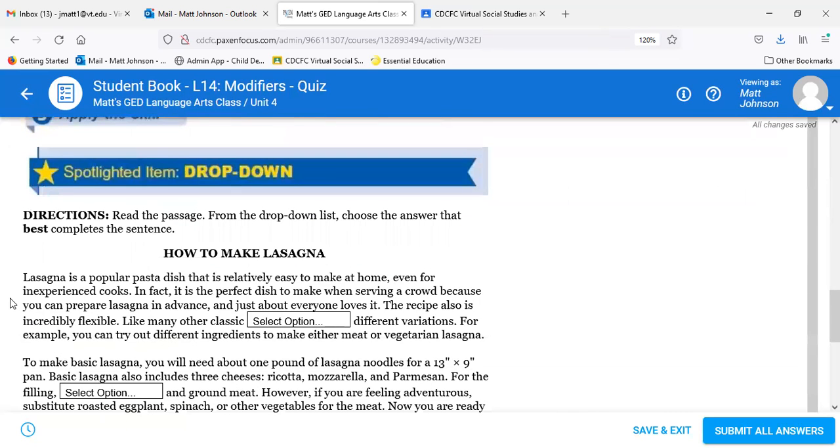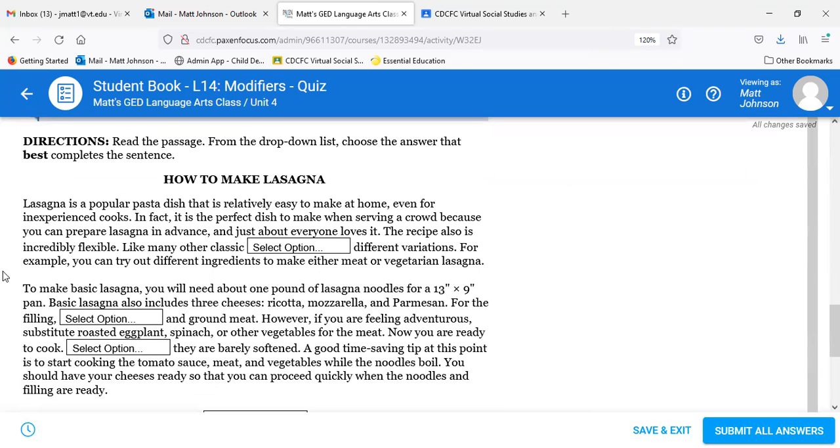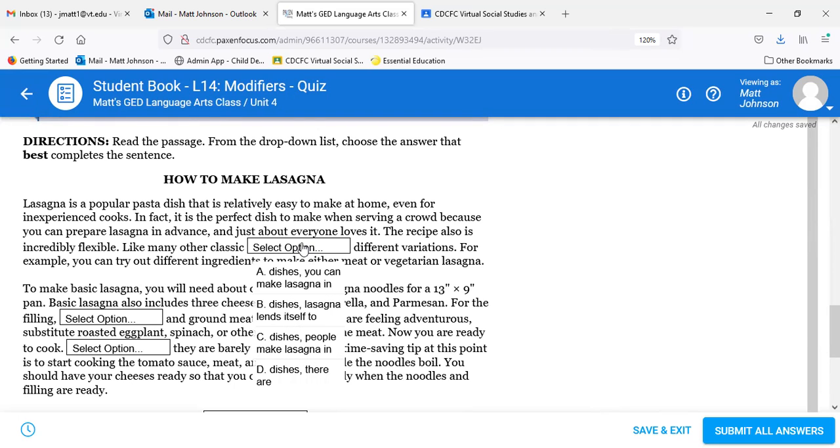All right, how to make lasagna. Lasagna is a popular pasta dish that is relatively easy to make at home, even for inexperienced cooks. In fact, it is the perfect dish to make when serving a crowd because you could prepare lasagna in advance, and just about everyone loves it. The recipe also is incredibly flexible. Like many other classic dishes, Nelda, you try that.